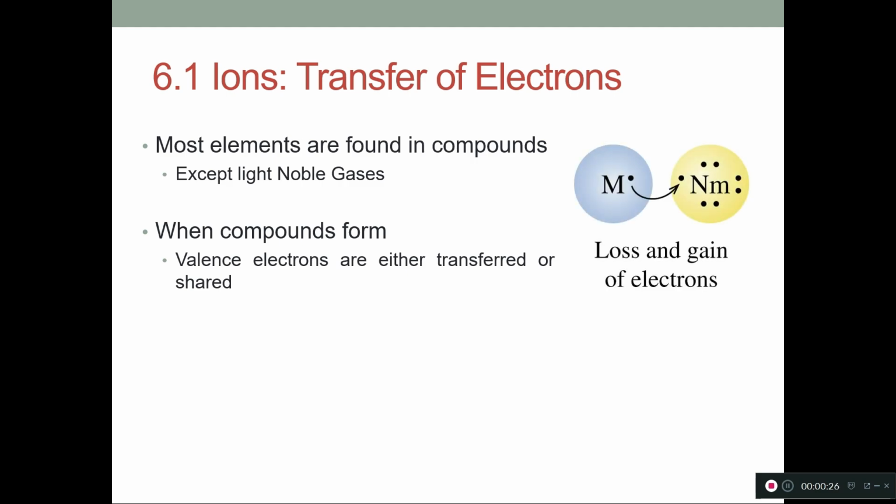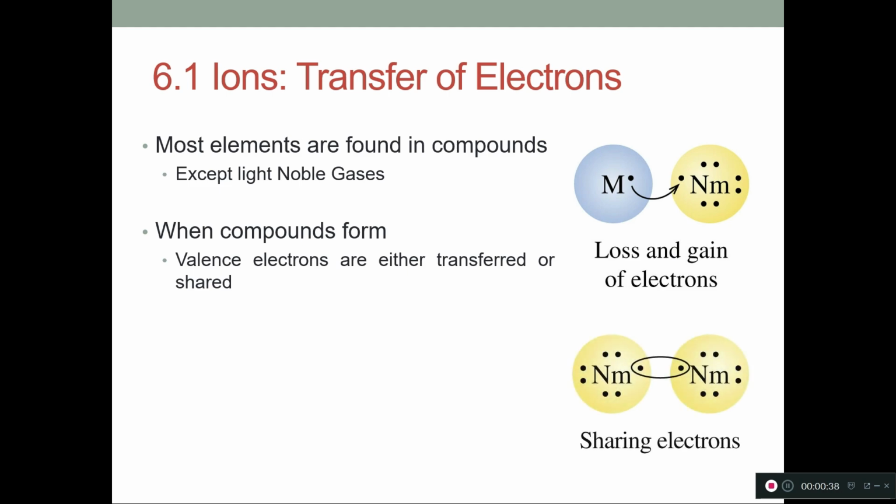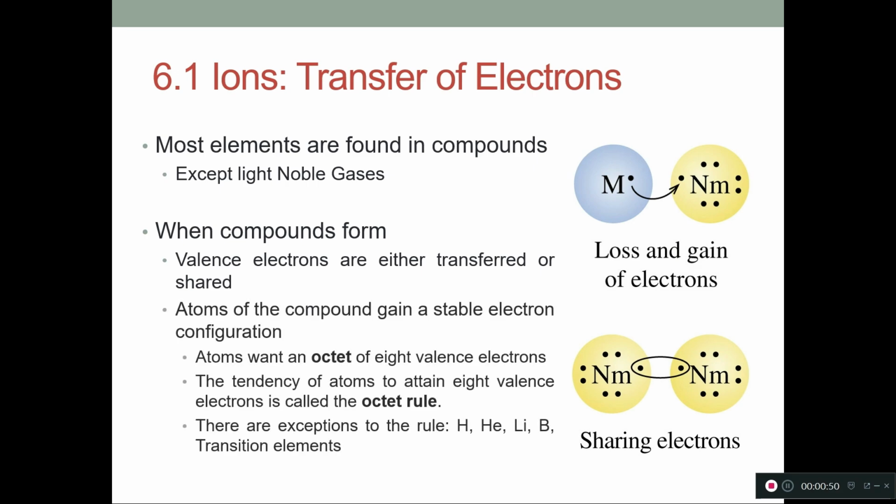So when we have ionization, we have one of the atoms losing an electron and the other one gaining it. Almost always it's a metal that's losing the electron and a non-metal that is gaining the electron. And when we have sharing, it's usually between two non-metals. We have two electrons, one from one non-metal, one from the other, coming together to form a bond. Atoms of the compound gain a stable electron configuration when they do this.